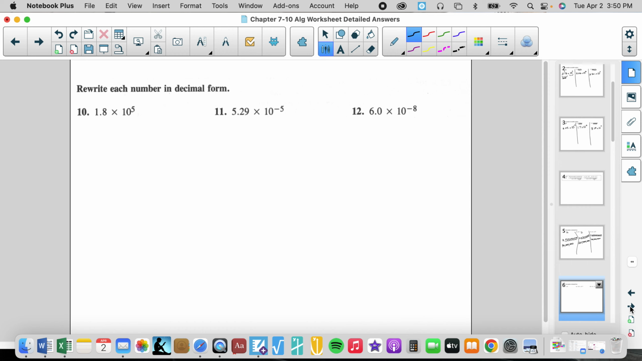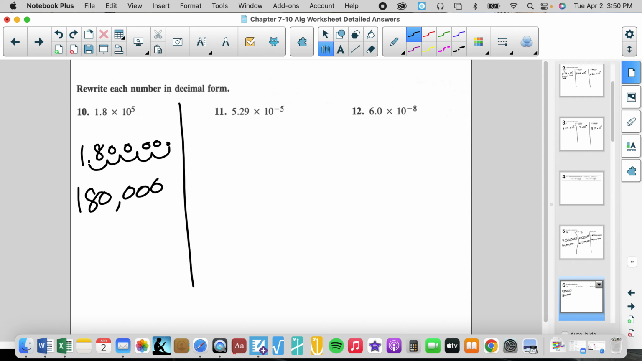Now, we're still writing each number in decimal form. So we're still moving the decimal point. 1, 2, 3, 4, 5. Adding zeros for each loop. And that's 180,000. That's easy. Now we're going to move it small. So we've got to make it smaller. So we're going to move 1, 2, 3, 4, 5. We'll add zeros in there.